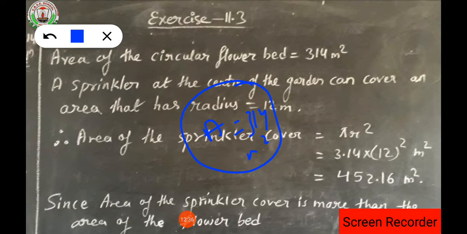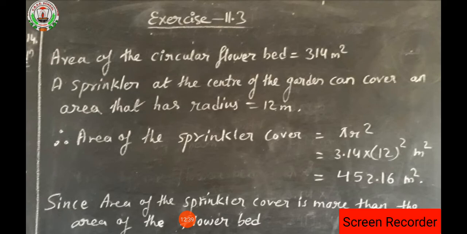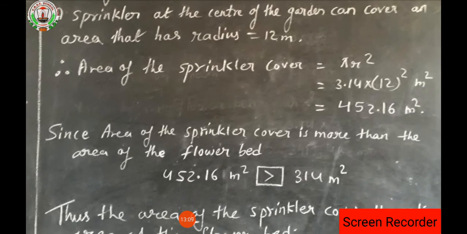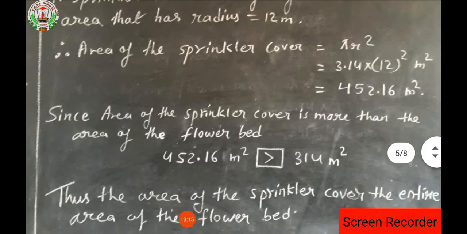Now what is said here is that the sprinkler is kept at the center, and the sprinkler radius will be how much? 12 meter. So in order to find the area covered by the sprinkler, the area will be pi r square. So 3.14 into 12 the whole square, meter square. Multiplying this value, how much will we get? That is 452.16 meter square. Since the area covered by the sprinkler is more than the area of the flower bed, which is 314 meter square, we can say that the sprinkler covers the entire flower garden.